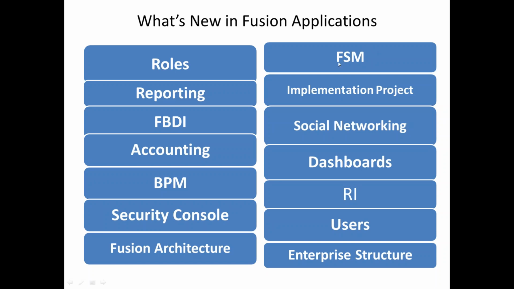And FSM stands for functional setup manager. In EBS, if you want to do any specific application setups, you have to be in that particular responsibility. If you want to do the receivables configuration, you have to go to the receivables responsibility. But in case of Fusion, we have FSM, functional setup manager, where you can perform any application related setups from one place. You can say FSM is a centralized place from where you can do any application related configuration. We'll discuss this in more detail and work on the same in the further sessions.